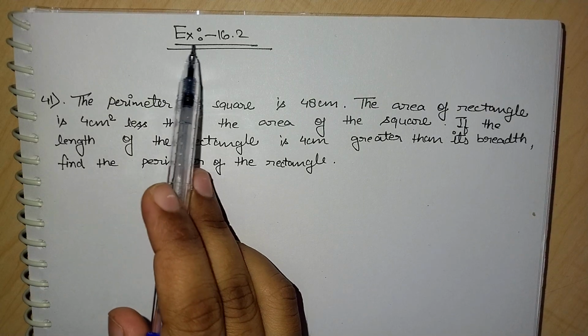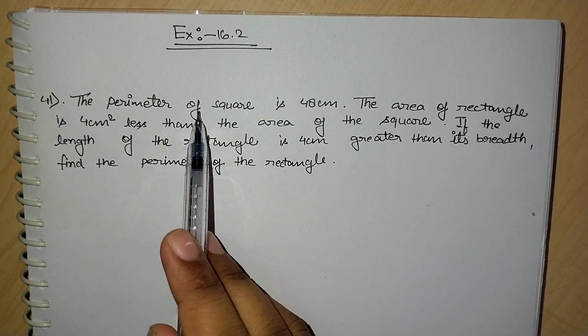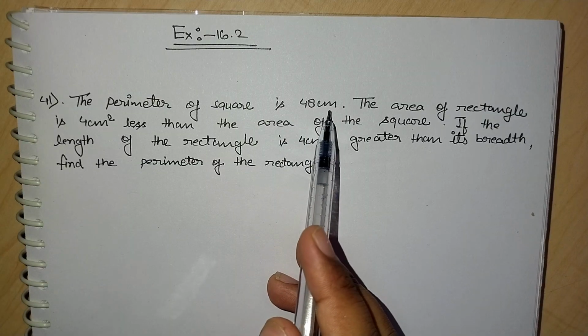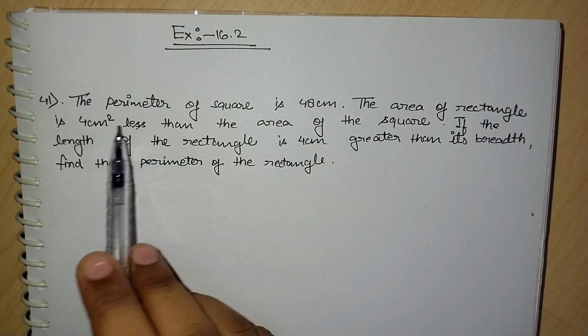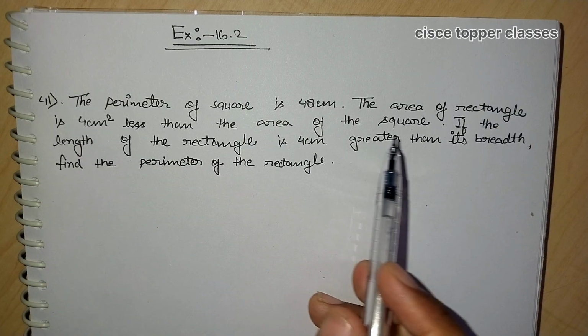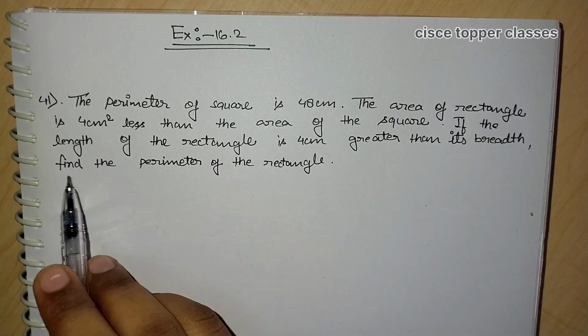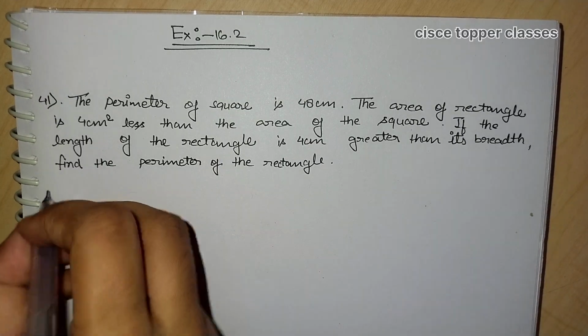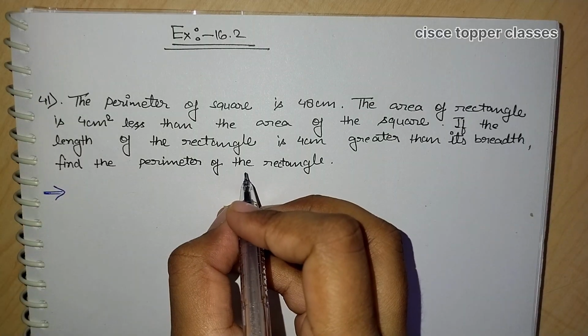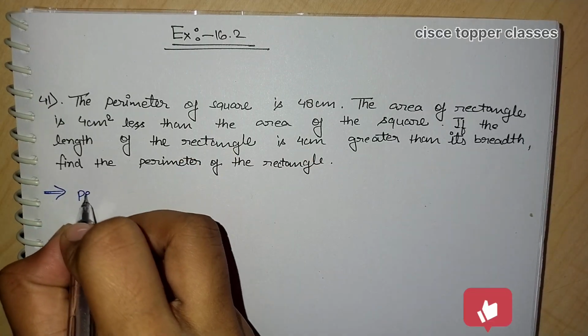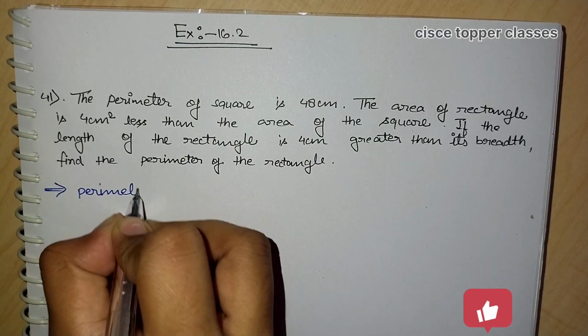Now let us solve exercise 16.2. The perimeter of a square is 48 cm. The area of a rectangle is 4 cm² less than the area of the square. If the length of the rectangle is 4 cm greater than its breadth, find the perimeter of the rectangle. So we have to find the perimeter of the rectangle. The given part is the perimeter of a square.